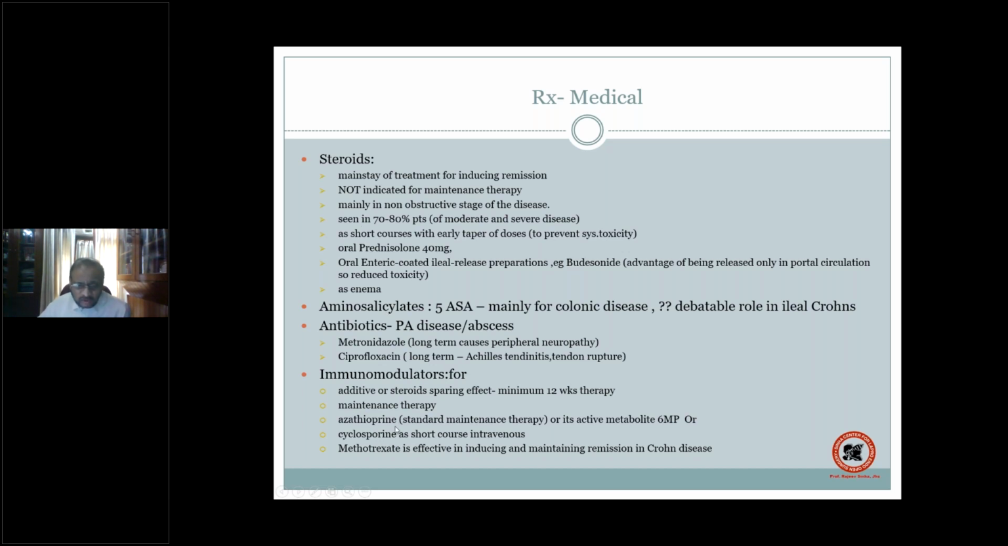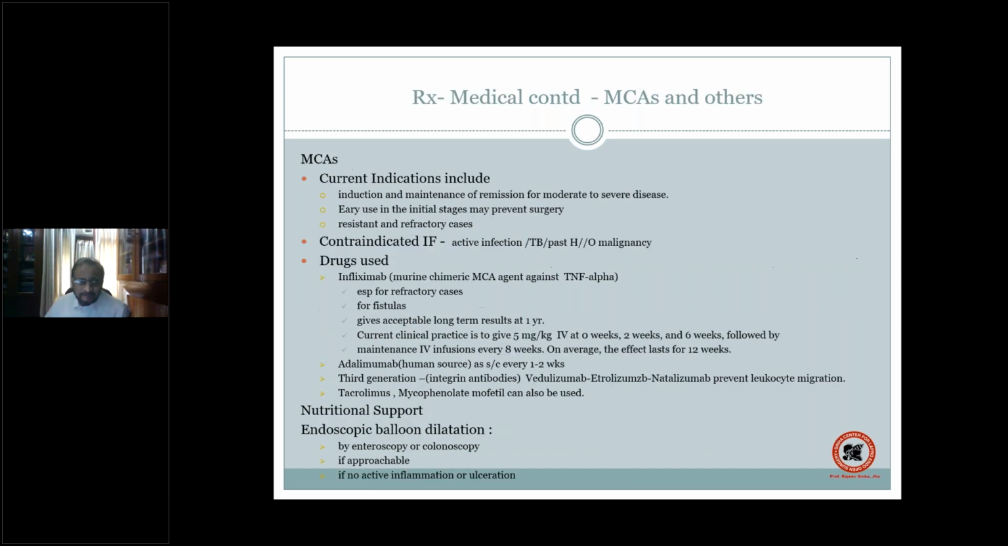And the three drugs which are commonly used, number one, azathioprine, as a standard maintenance therapy, or its active metabolite, 6-mercaptopurine, or you can have cyclosporin as a short course intravenous administration, or methotrexate, both helpful in inducing and maintaining remissions in Crohn's disease. So immunomodulators are good for maintenance therapy and can be carried out for minimum 12 weeks of therapy.